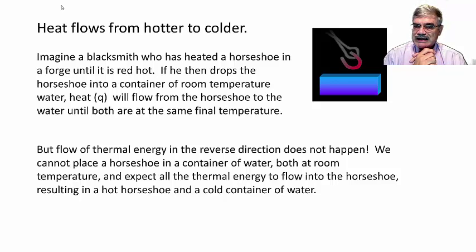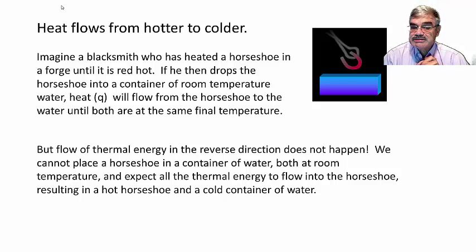Let's imagine the blacksmith who's heated up a horseshoe in a forge until it's red hot. He then drops the horseshoe in a container of room temperature water. What's going to happen? Well, thermal energy, Q, or heat, will flow from the horseshoe to the water until both reach the same final temperature. That is, we have an equilibration. But notice that heat is flowing from the hot object, the horseshoe, to the cooler object, the water.